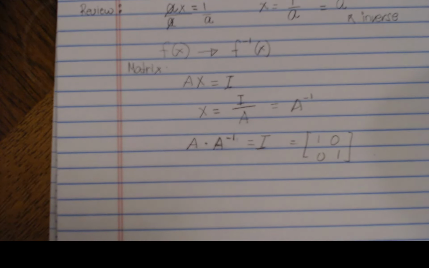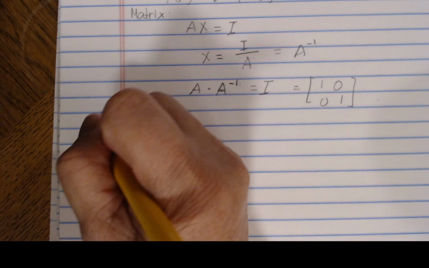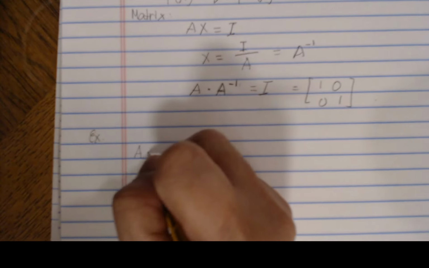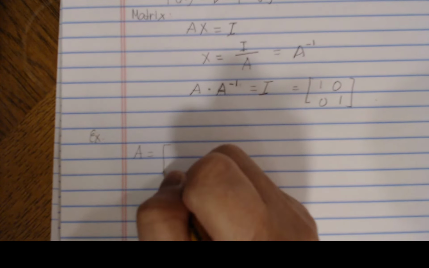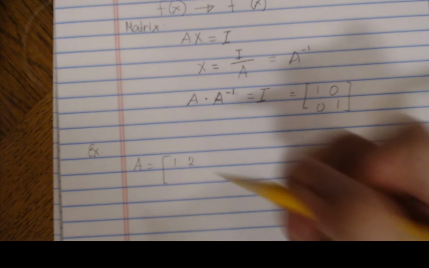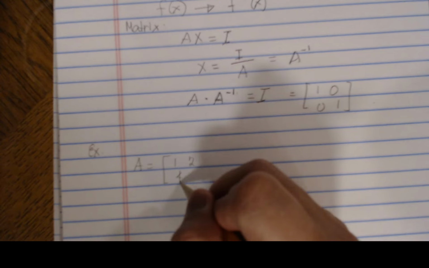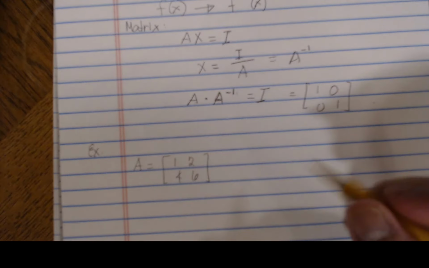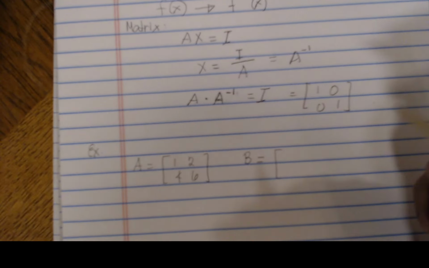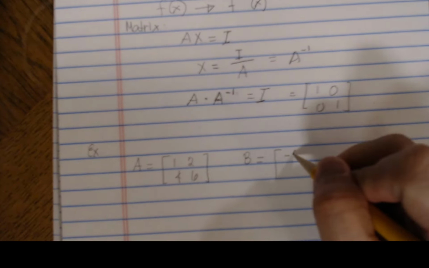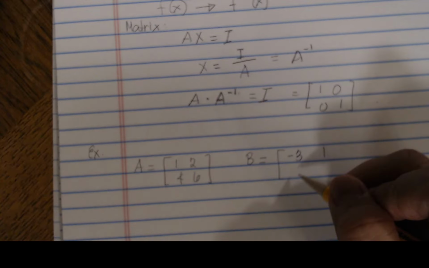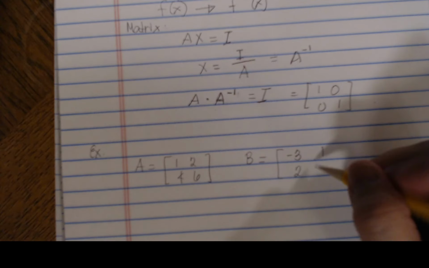Okay, example for this. I have a matrix A, and that is a 2 by 2 matrix. We have 1 2 and then 4 6, and I have matrix B, another 2 by 2 matrix, negative 3 1 and then 2, negative 1 half.